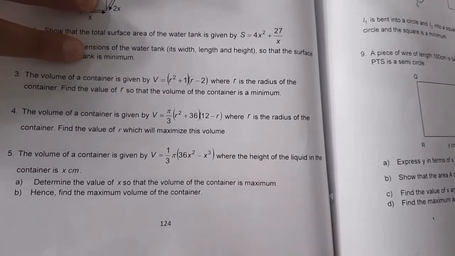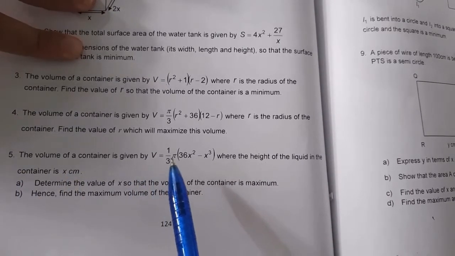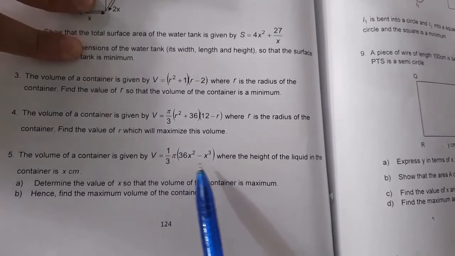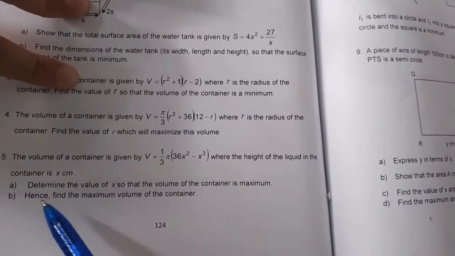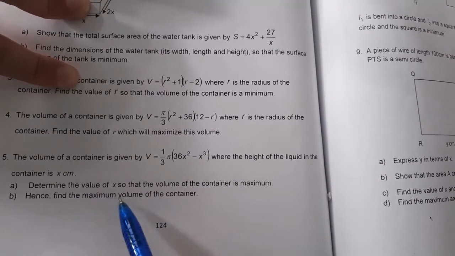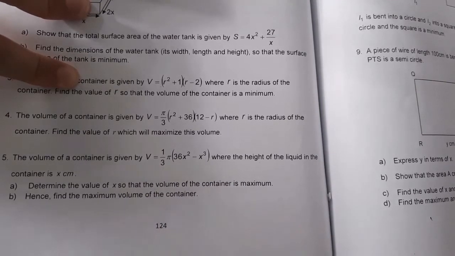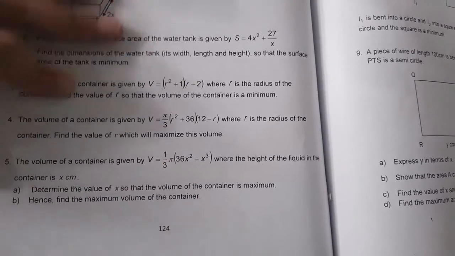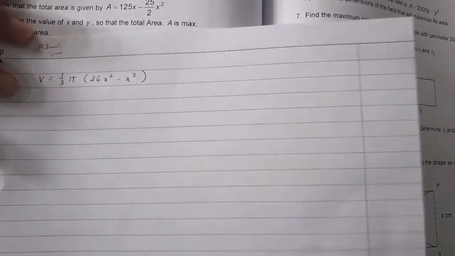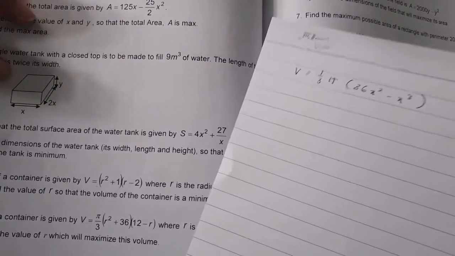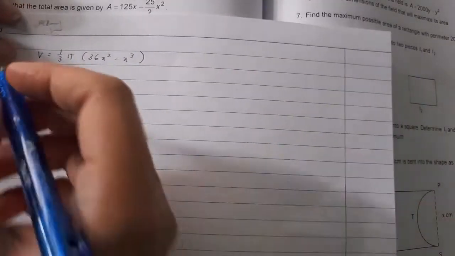Maximum minimum problem. Let's solve question number 5. The volume of a container is given by V equal 1 over 3 pi 36x squared minus x cubed, where the height of the liquid in the container is x cm. A, we want to determine the value of x so that the volume of the container is maximum. Hence, find the maximum volume of the container. Here we have the formula volume of the container.